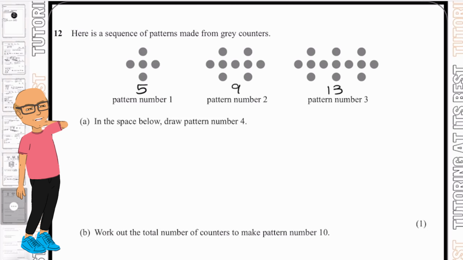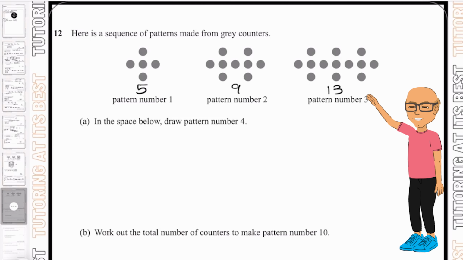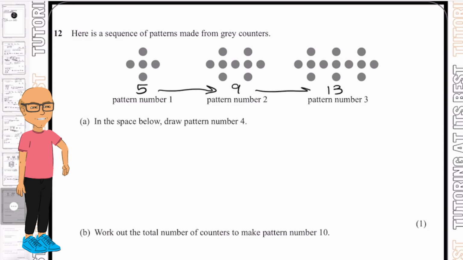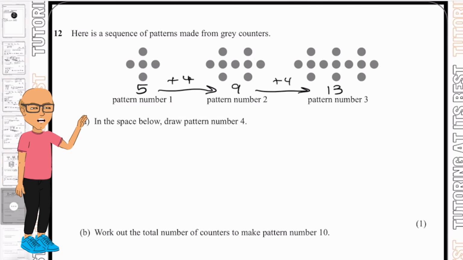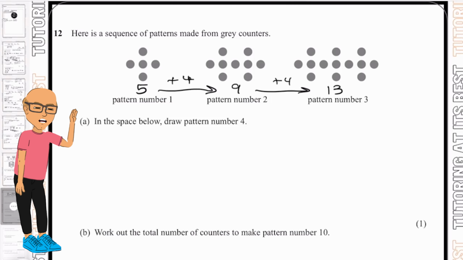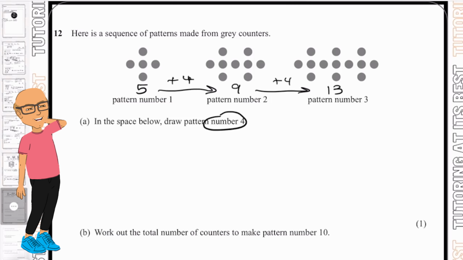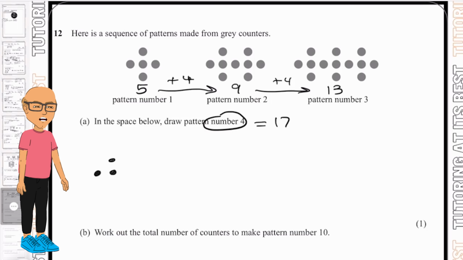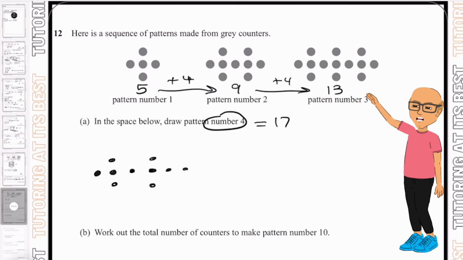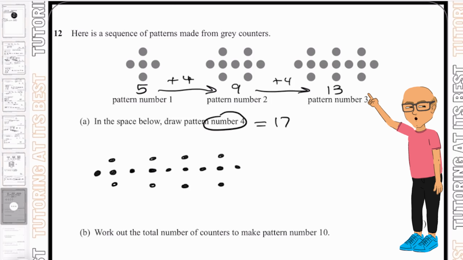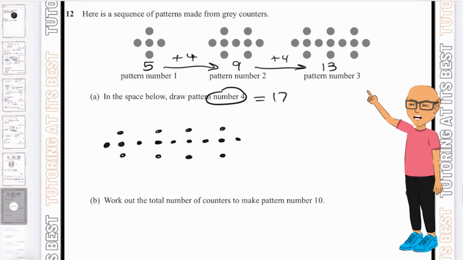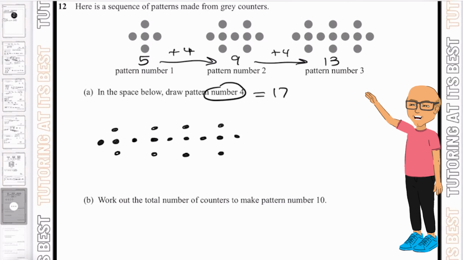So now we need to go ahead and draw pattern number 4. So again, if we take a look at what the difference is for each one, we are adding 4 every time. So we know 13 plus 4 will then be 17. So pattern number 4 will have 17 dots. And there we are. And part B now says work out the total number of counters to make pattern number 10.